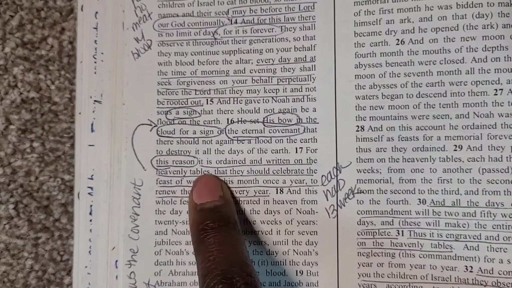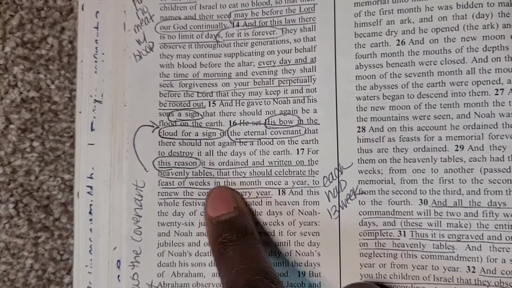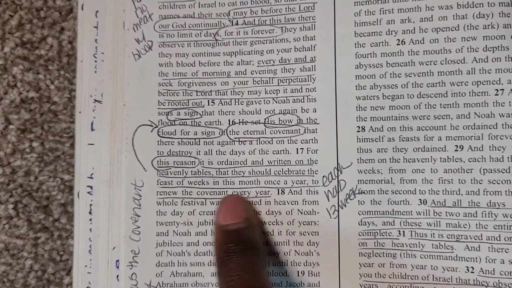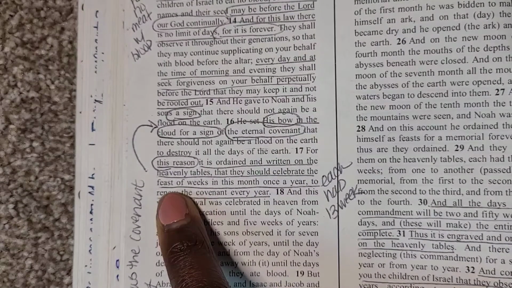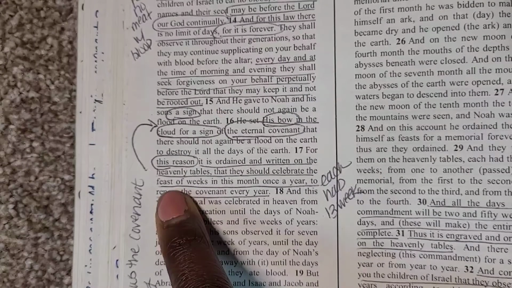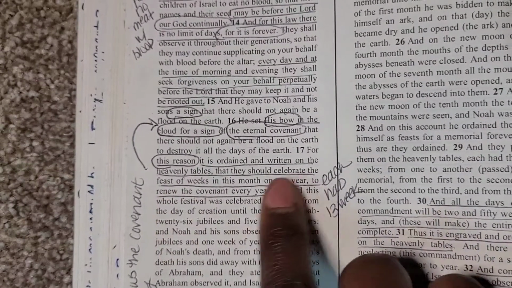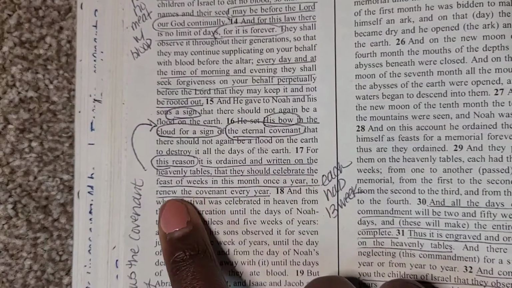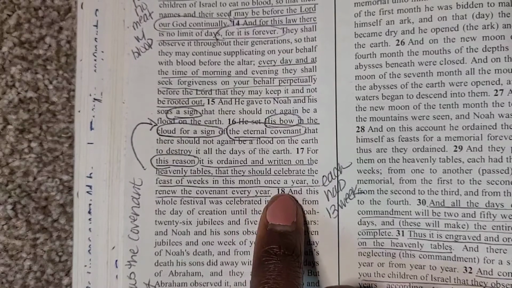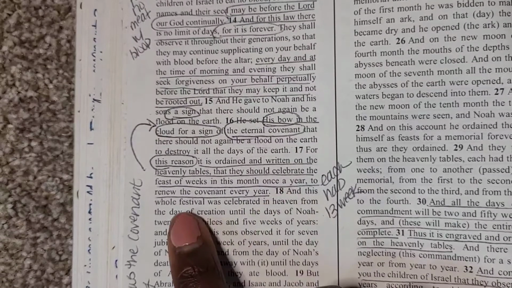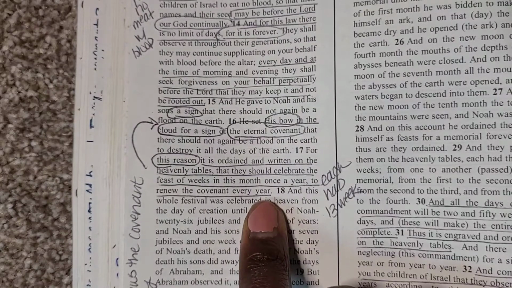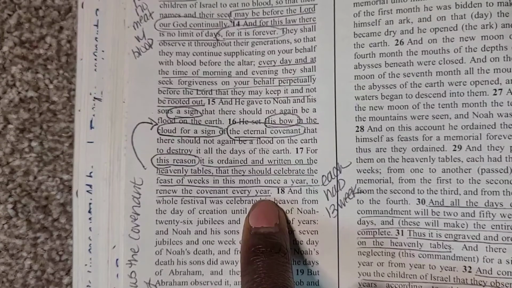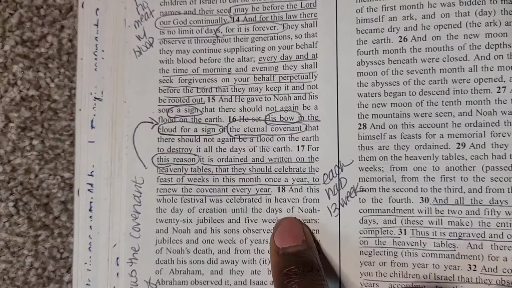Okay, for this reason it is ordained and written on the heavenly tablets that they should celebrate the Feast of Weeks in this month. Let me repeat that. For this reason it is ordained and written on the heavenly tables that they should celebrate the Feast of Weeks in this month, once a year, to renew the covenant every year. All right. Now, this is only a piece of where I'm going. I've got something more to say about this, okay?